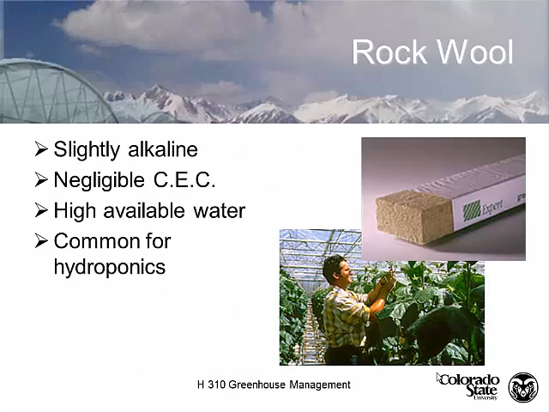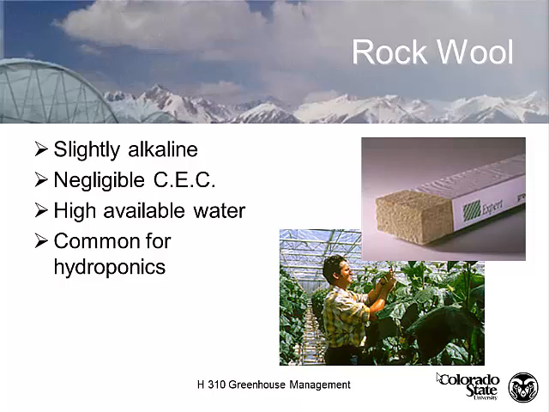Another potting mix material I want to talk about is rock wool. Rock wool is a little bit on the alkaline side. It doesn't provide a lot of cation exchange capacity. It's got a pretty good water holding capacity, holds a lot of water, making it available for plants. And as a consequence, it's used quite commonly in hydroponic production.